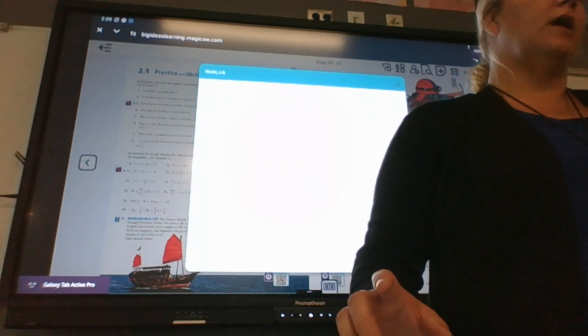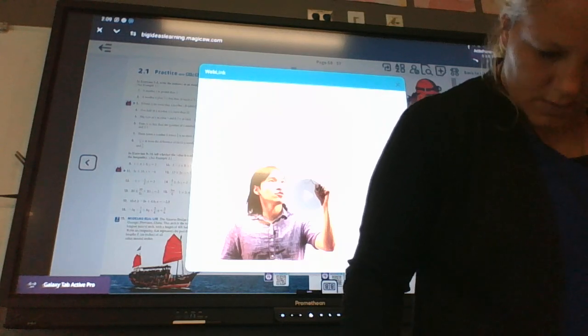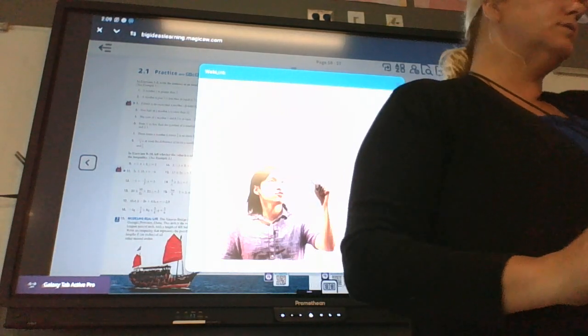Now we're doing number 11. Has everybody had a chance to read the directions for number 11? Take a moment and read the directions.